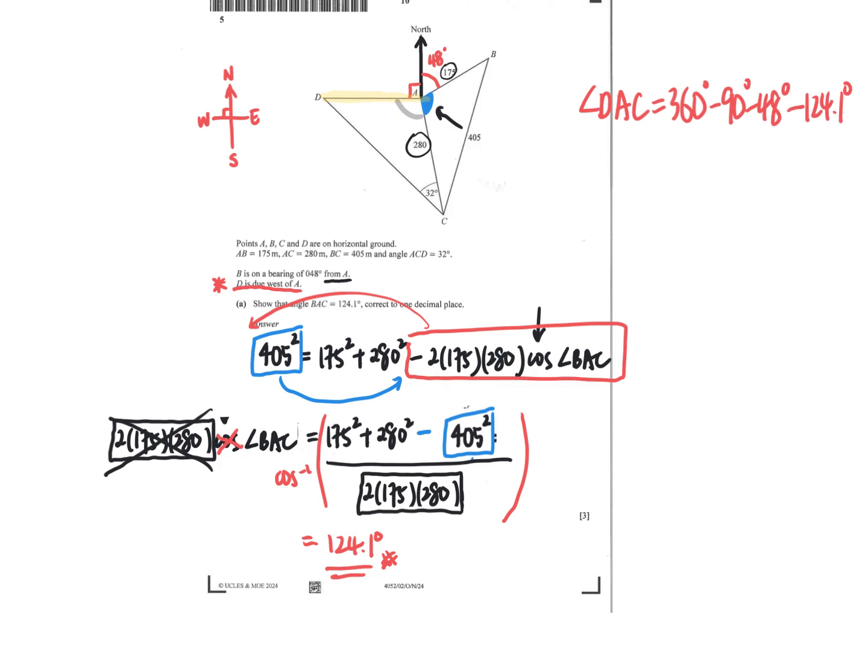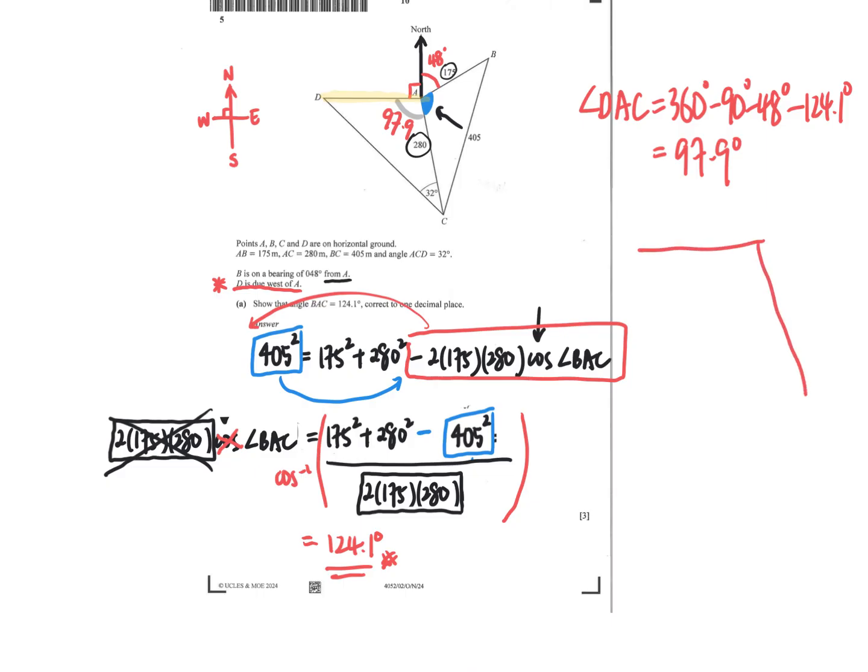124.1. So actually even part A you cannot do. You can use the angle to continue with the question. So don't give up, people. Yeah, try everything. Okay, so this is 97.9, right? With that, you can do anything.